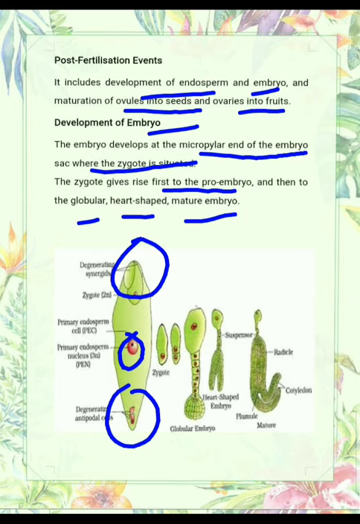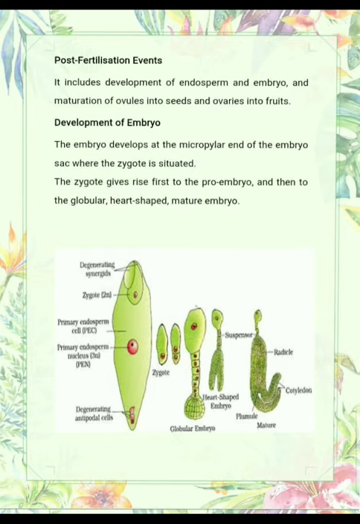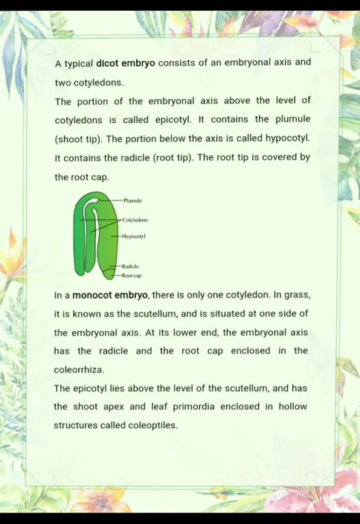See in this diagram, this is the zygote. This first is the globular embryo, then the heart-shaped embryo, and this one is the mature embryo. Means development takes place and the shape of the embryo changes continuously, and finally it converts into the mature embryo. Now we will study the structure of a dicot embryo. A typical dicot embryo consists of an embryonal axis and two cotyledons.